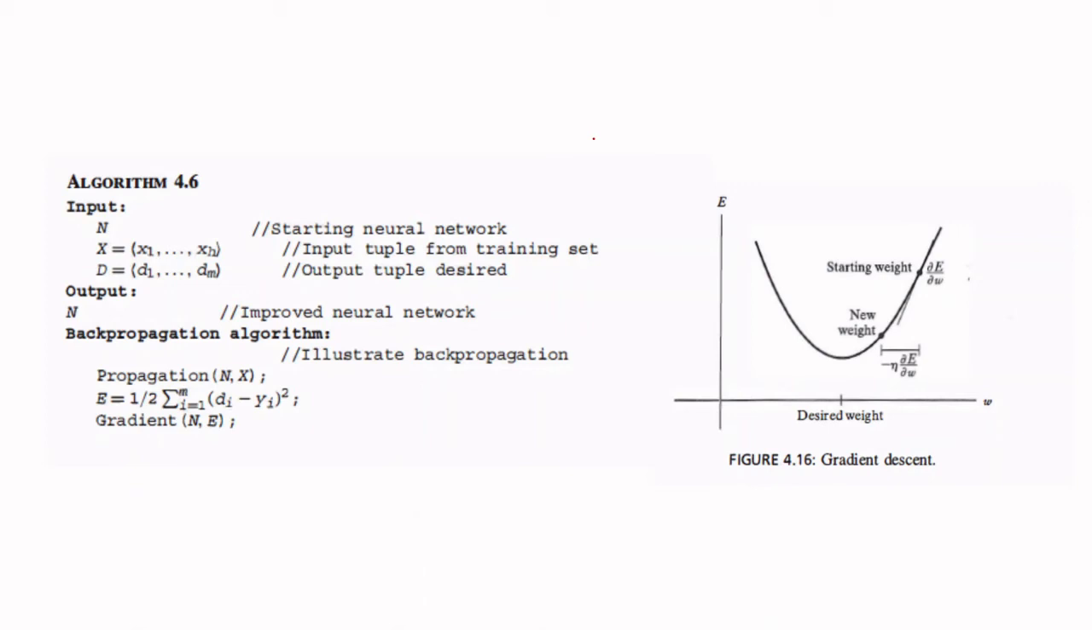Okay, so in the last class we saw what a multi-layer perceptron is. It consists of an input layer, multiple hidden layers, and an output layer.